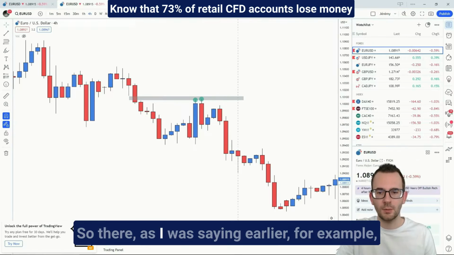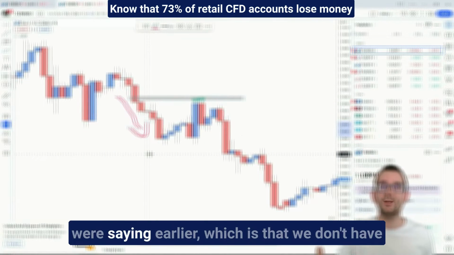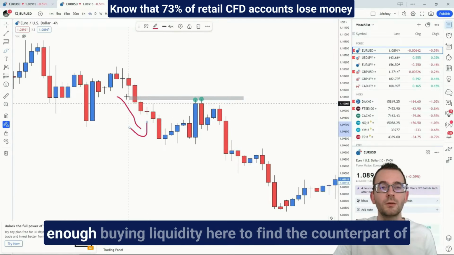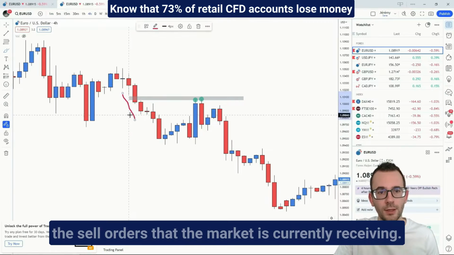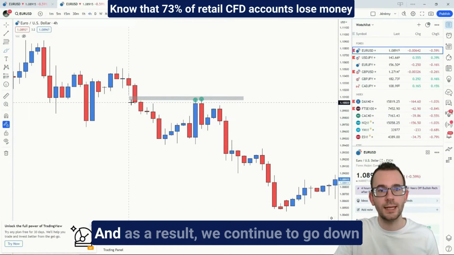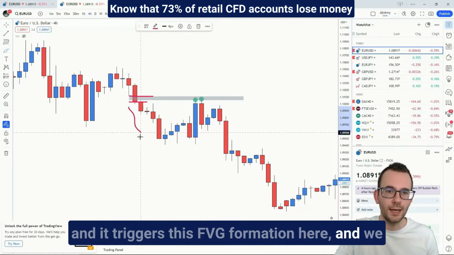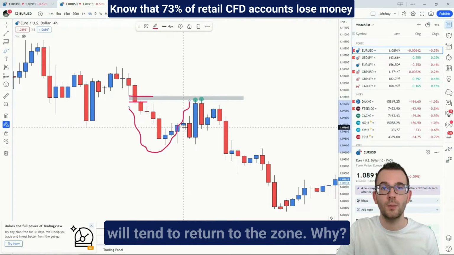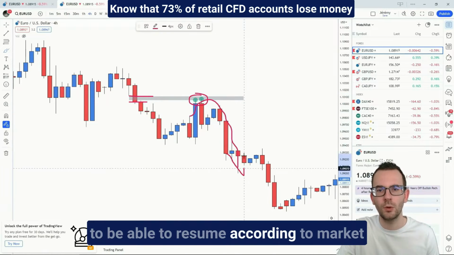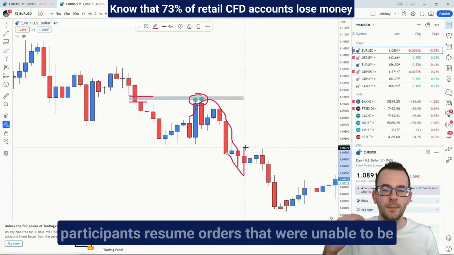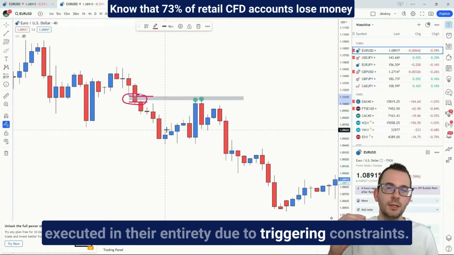So there, as I was saying earlier, for example, in this decline, we don't have enough buying liquidity here to find the counterpart of the sell orders that the market is currently receiving, and as a result we continue to go down, and it triggers this FVG formation here, and we will tend to return to the zone. Why? Simply to either close orders or of course to be able to resume, according to market participants, orders that were unable to be executed in their entirety due to triggering constraints.